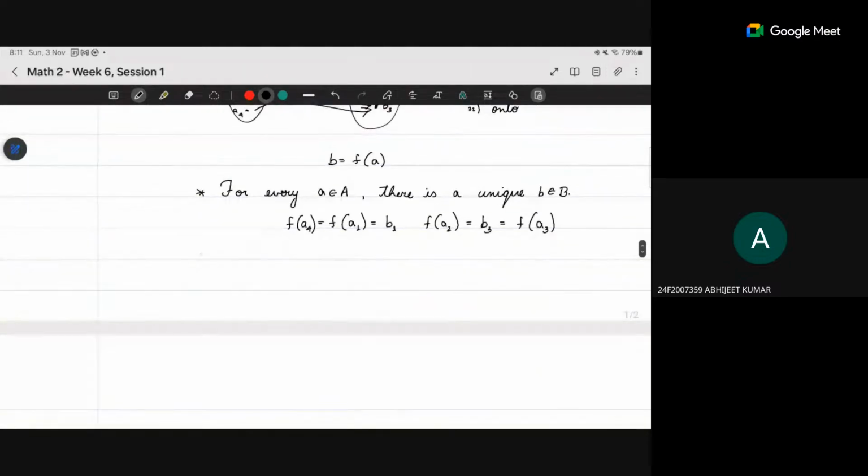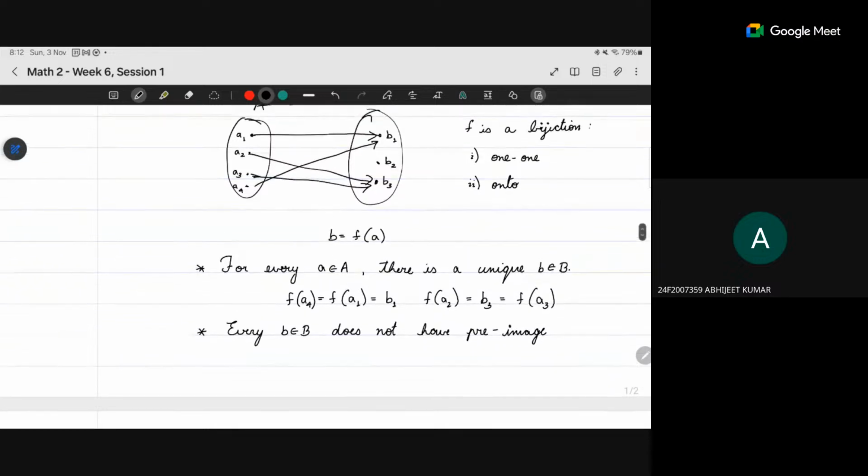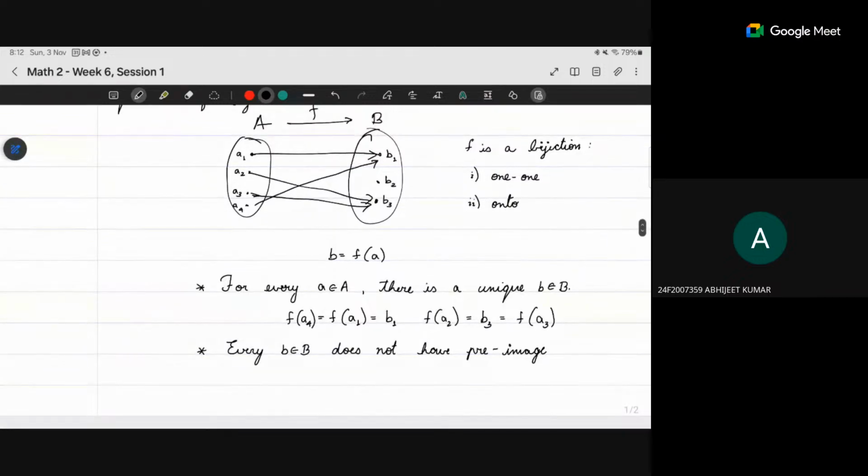But we also see that every B in B does not have a pre-image. I'll use this term pre-image. I don't know if this is the exact terminology that has been used in this math course or the previous math courses. But pre-image just means an element in A which is mapped to this guy. So which element does not have a pre-image in this particular example? B2. B2, right?